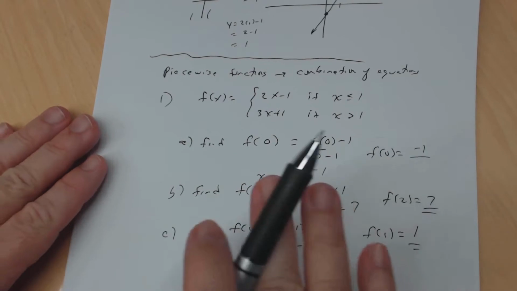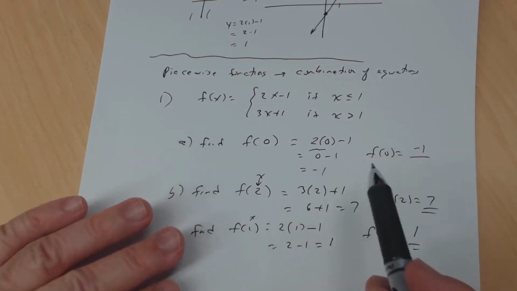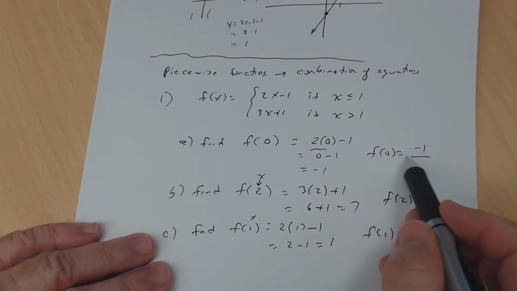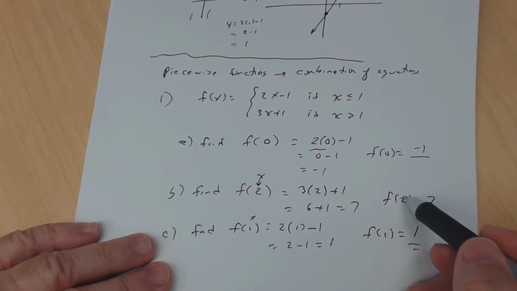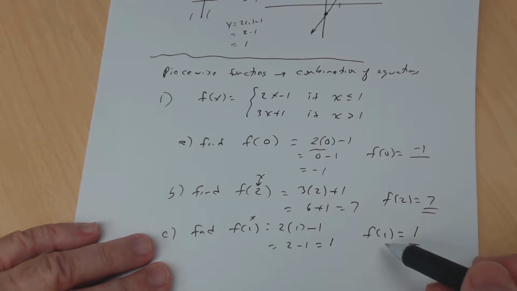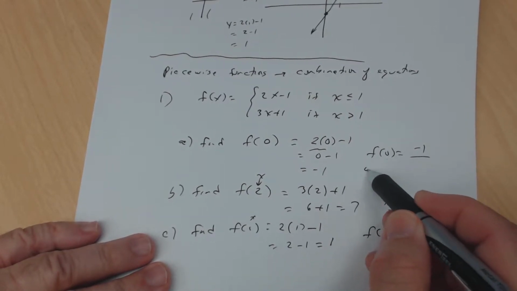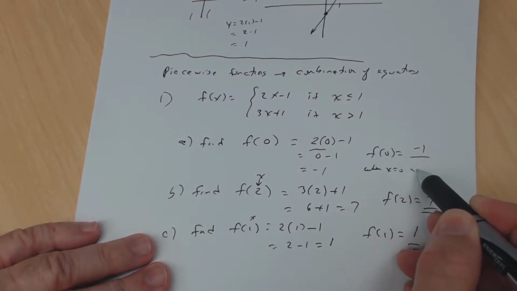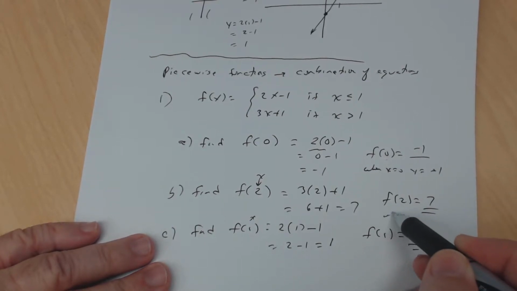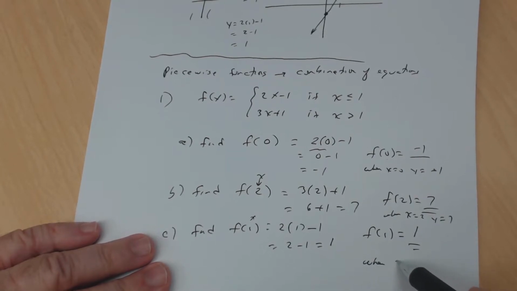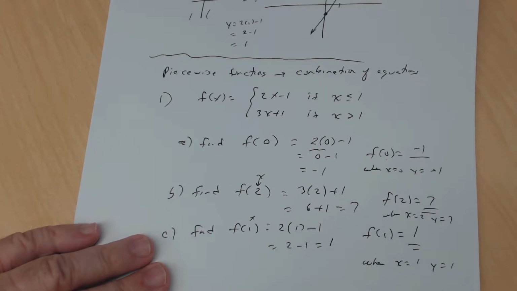Now, when we graph these, keep in mind this. You're saying when x is 0, my y value is negative 1. When x is 2, my y value equals 7. When x is 1, my y value equals 1. That's going to be important. So when x equals 0, y equals negative 1. When x equals 2, y equals 7. When x equals 1, y equals 1. That's what you found. That's what all this means.